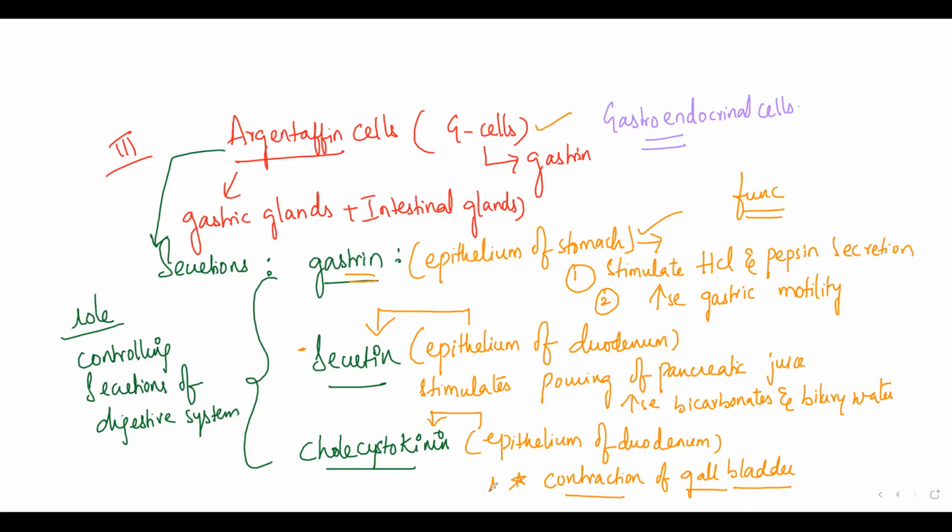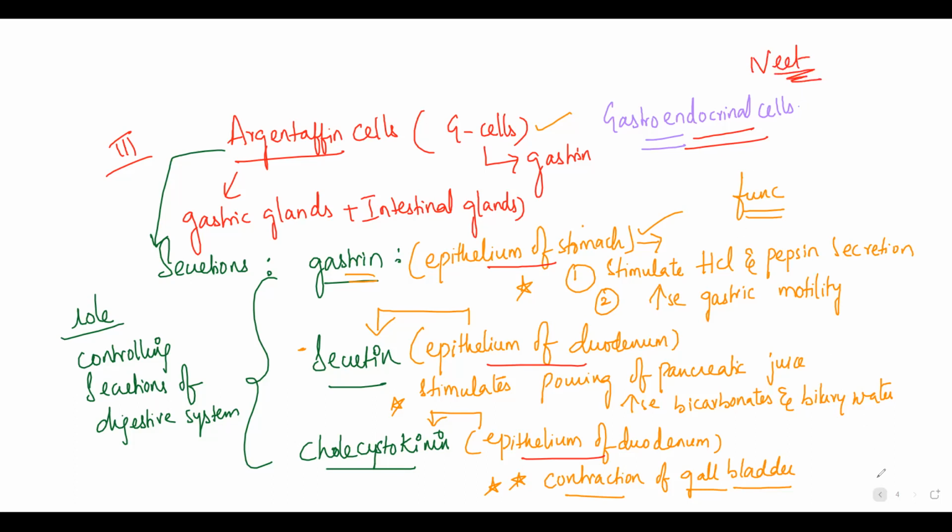This is the most important thing that you need to remember for your examination, and you need to know the locations of these. Gastrin is secreted by the cells lining the epithelium of the stomach. Secretin is poured by the cells of the epithelium of your duodenum. These need to be understood by you all, children. And remember, as I told you, the argentaffin cells are even seen in the intestinal glands also. We see their location in the gastric glands as well as in the intestinal glands. So these are the gastroendocrinal cells, which is an utmost important topic for us. You can expect some questions from this topic.